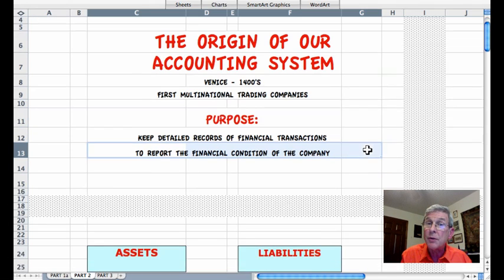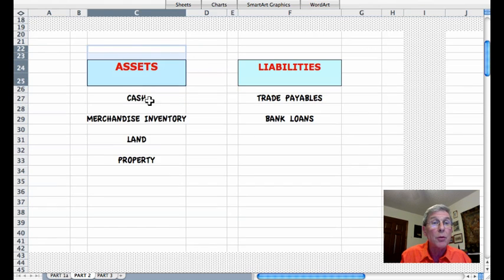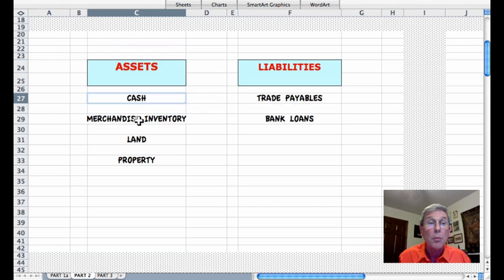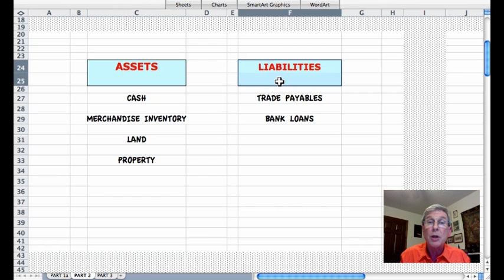Now, let's think about what kinds of information we need. First of all, we need to know about the assets of our business. Assets are things that have value, specifically future value. That would include things like cash, merchandise inventory, land, property, which would be buildings, vehicles, ships, that sort of thing. And we also would need to know about the liabilities of the company. How much money do they owe to other parties? That would include things like trade payables. In other words, if you're dealing with merchandise and your suppliers have shipped goods to you, but you haven't paid for them yet, the money that you owe those suppliers, or bank loans, or money that you've borrowed from other investors. So if we know about the assets of the business and we know about the liabilities, that gives us a very good picture of the financial position of the company.